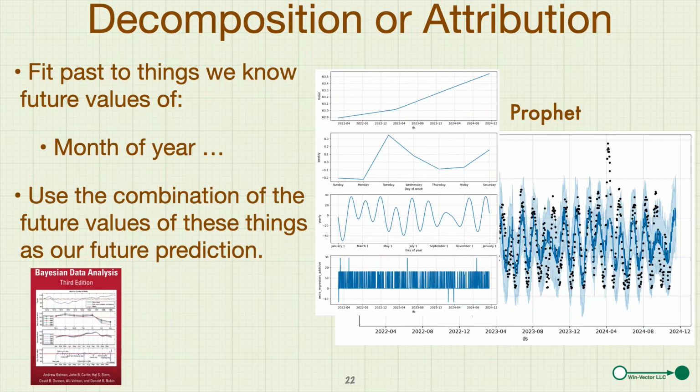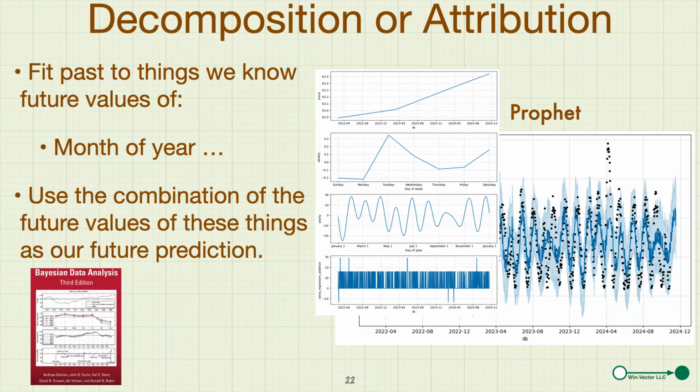So Prophet decomposes your past data, which is just a count per day, into four observations per day. What fraction of that count was due to trend? What fraction of that count was due to day of week seasonality? What fraction of that count was due to yearly seasonality? And what fraction of that count was due to external regressors?